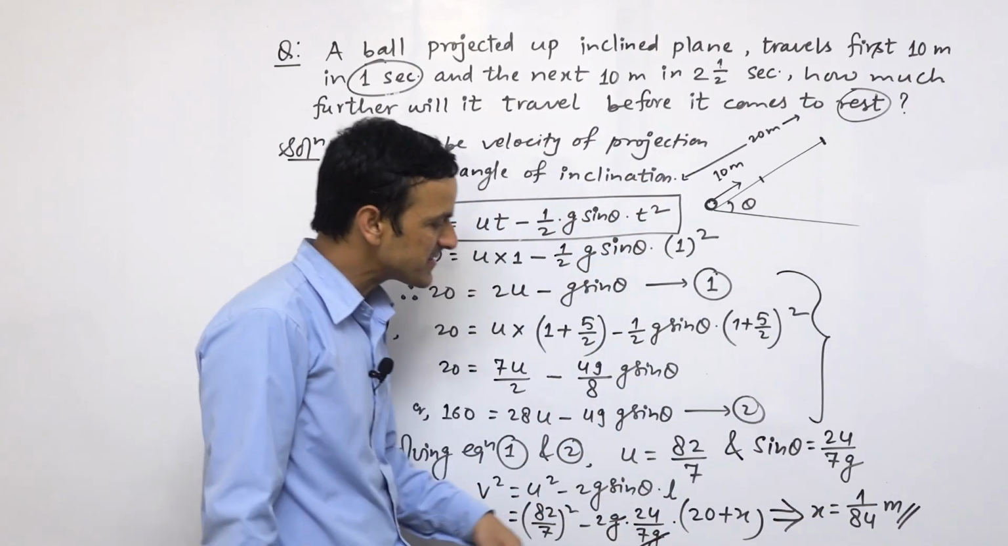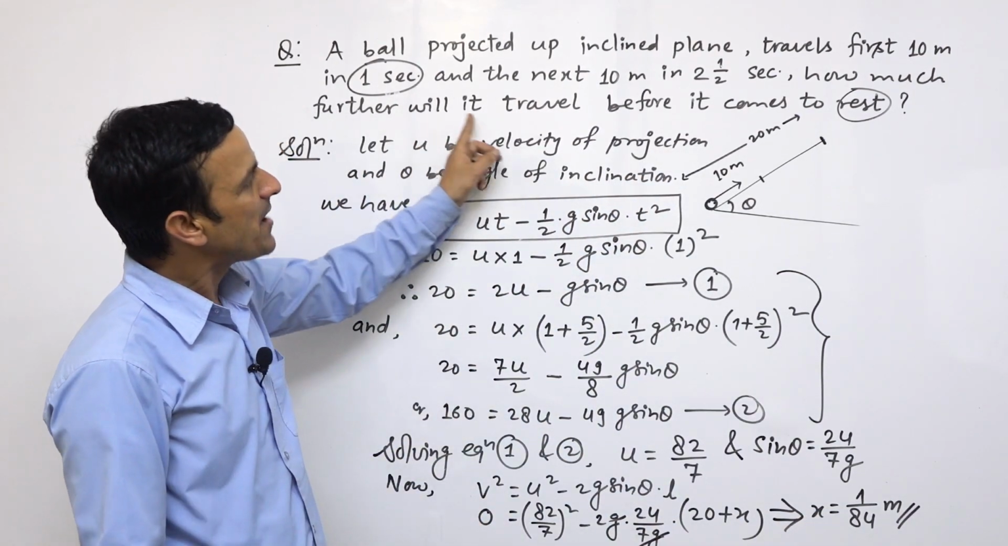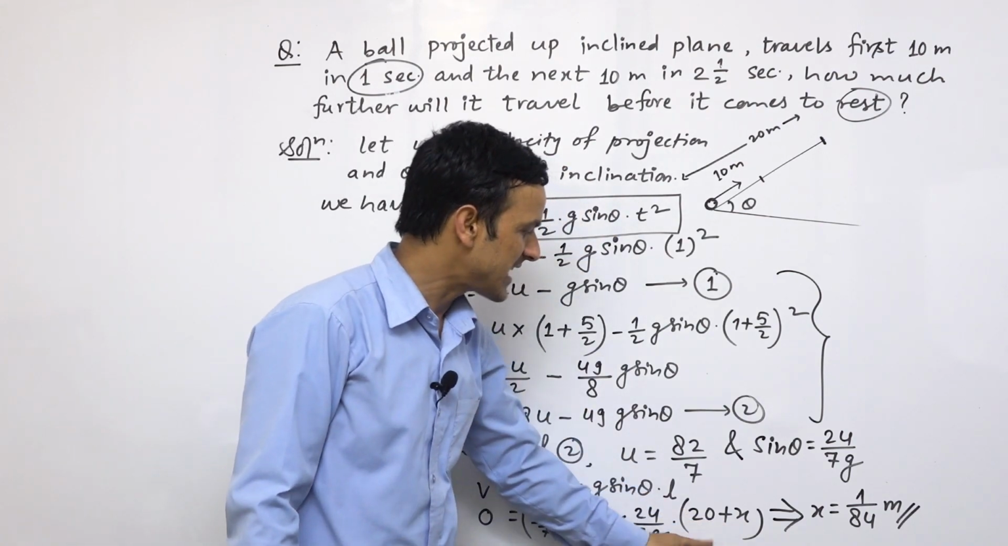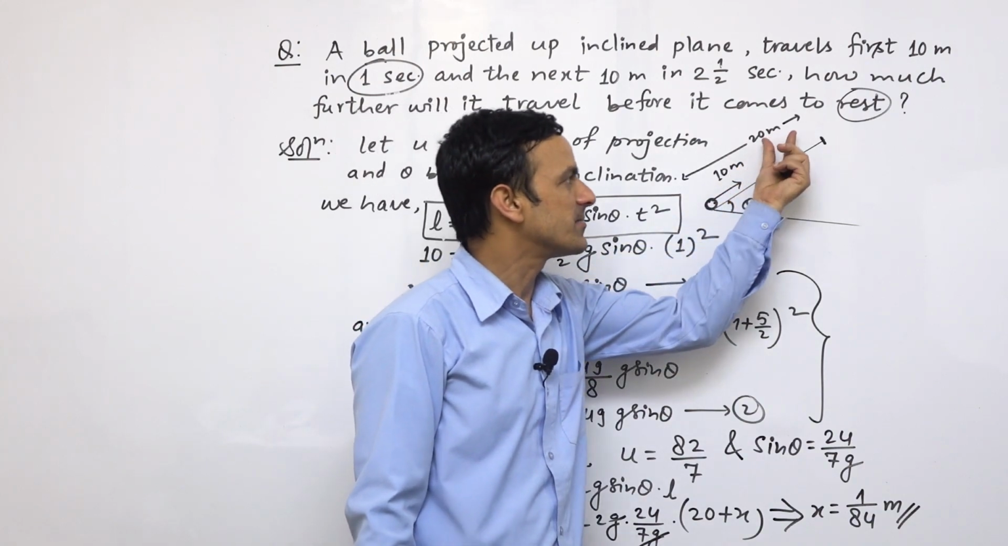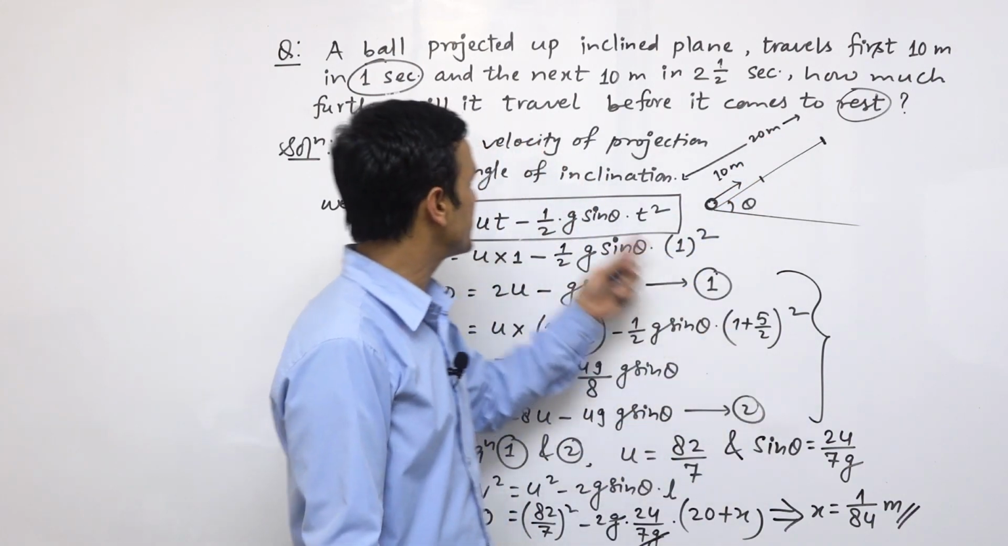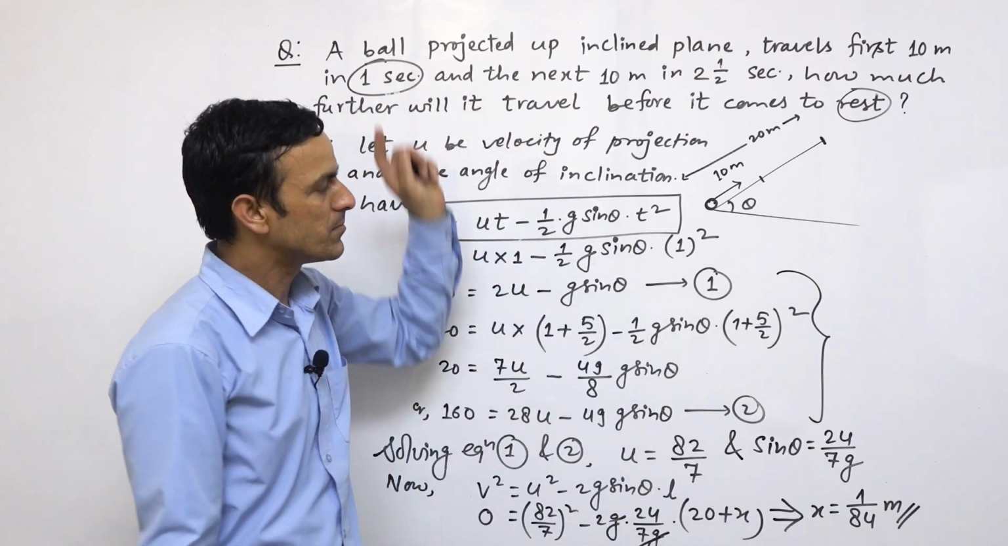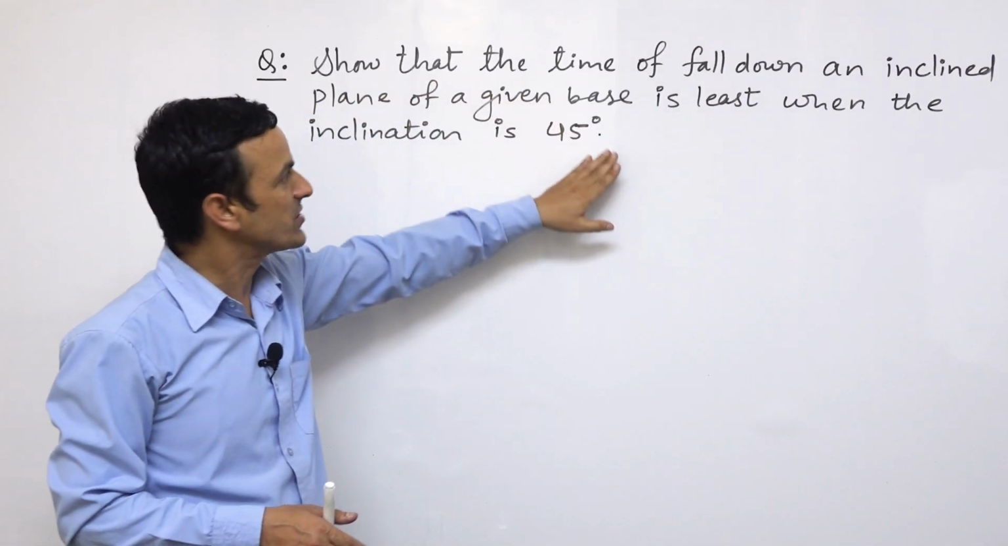X be the distance covered by body after 20 meter. So this is the total distance. 20 meter already it covered the distance, plus x distance, it is the further distance which can be moved by this ball. Now we can see this question now.